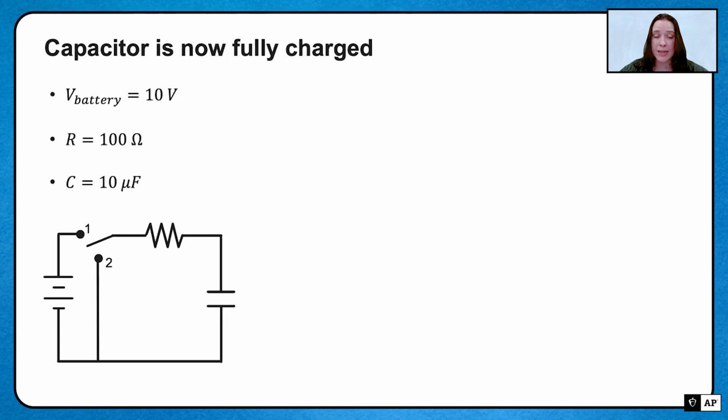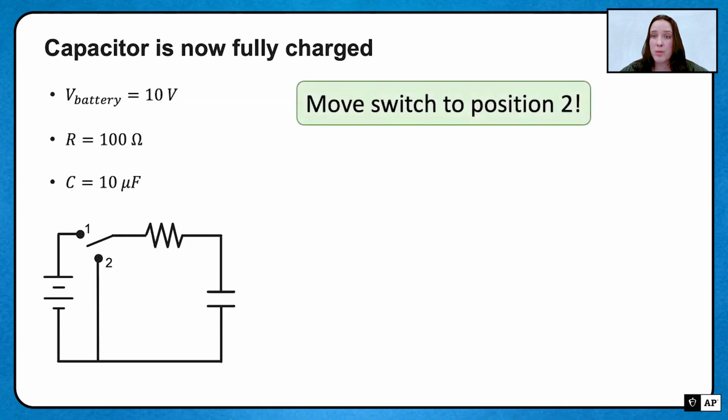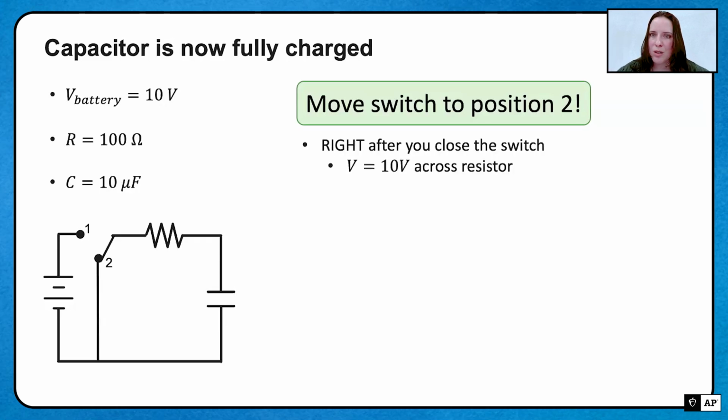That's where we're starting in this example. Let's move that switch to position number 2. So we're going to discharge our capacitor now. So as soon as we close that switch, remember, this capacitor had a charge of 1 millicoulomb. It had a voltage of 10 volts. So as soon as we close that switch, our resistor thinks that this is a battery. Like our resistor doesn't know any better. It's like, oh, sweet, I have 10 volts. Yay. Which means there's 10 volts across my resistor because these are in parallel right now.